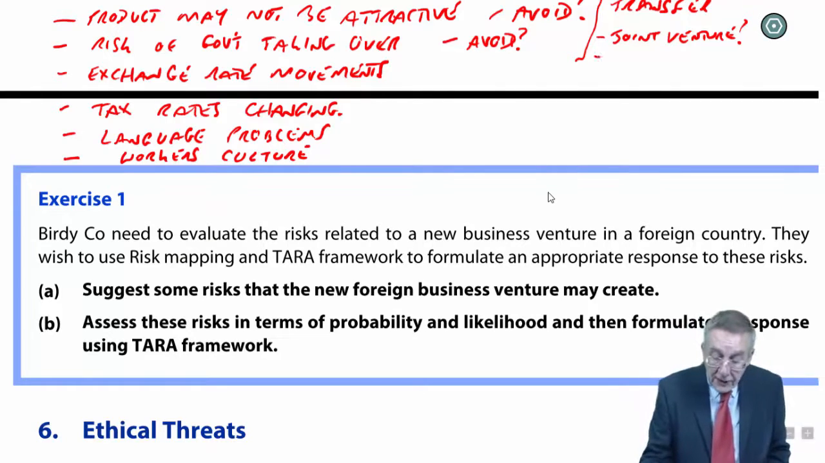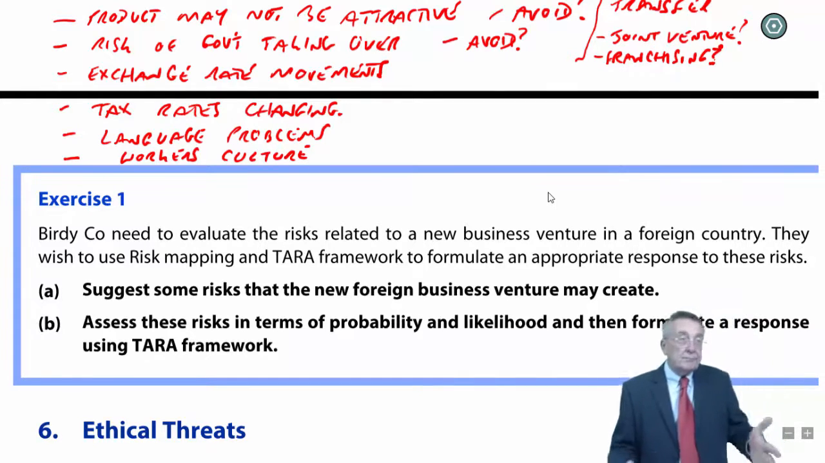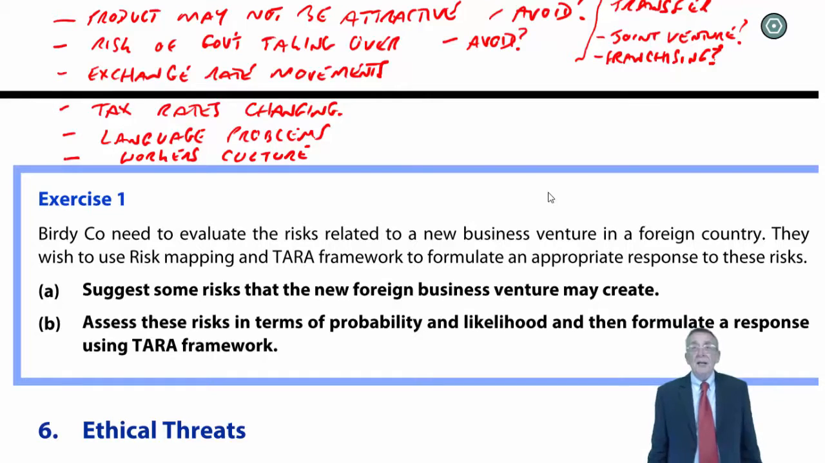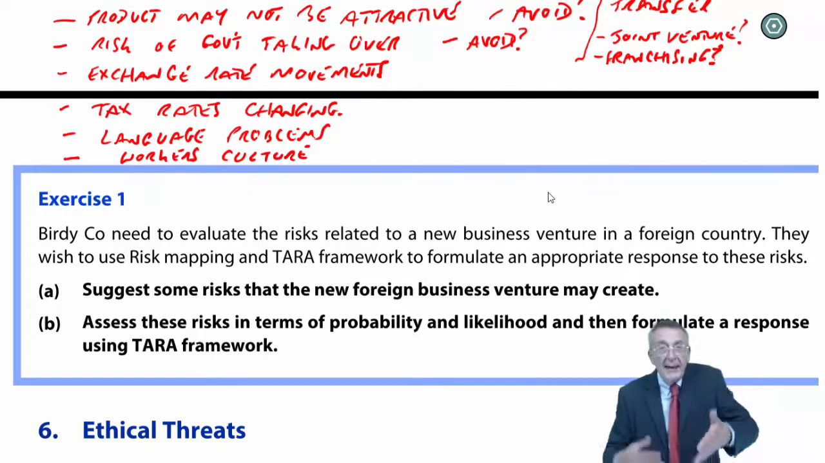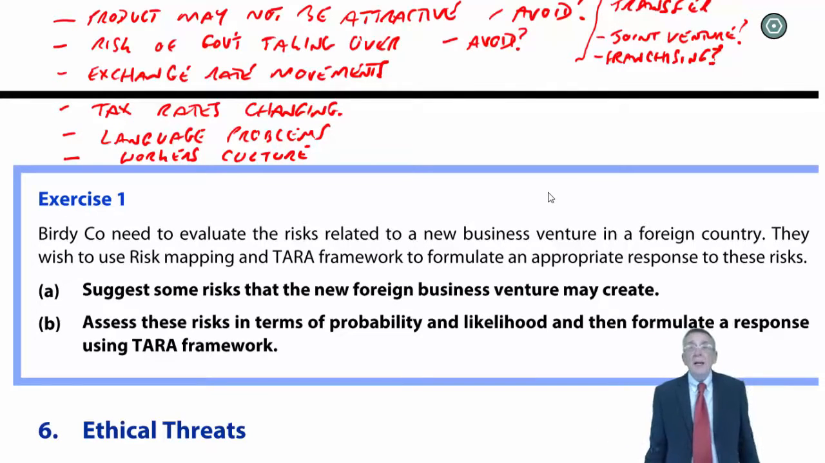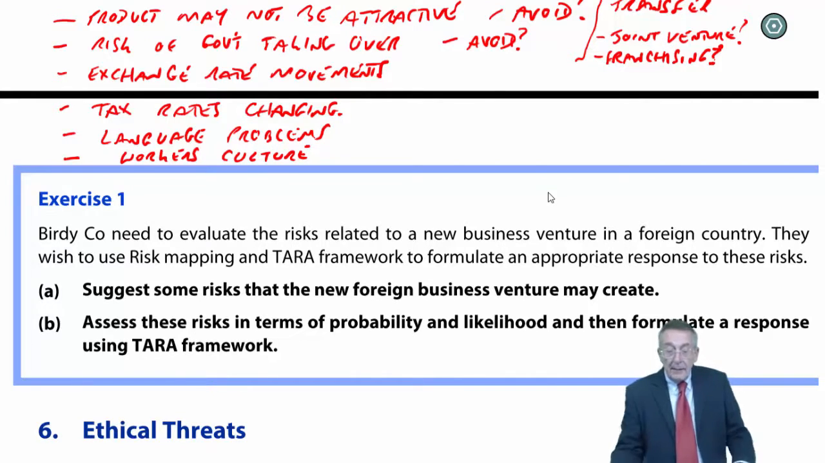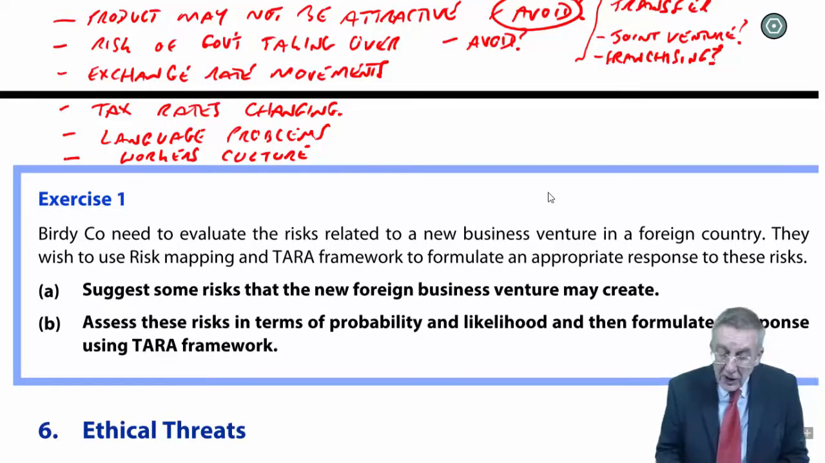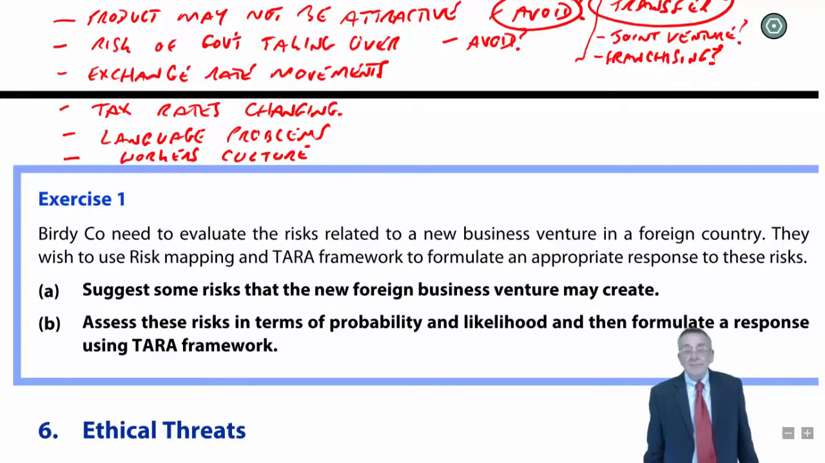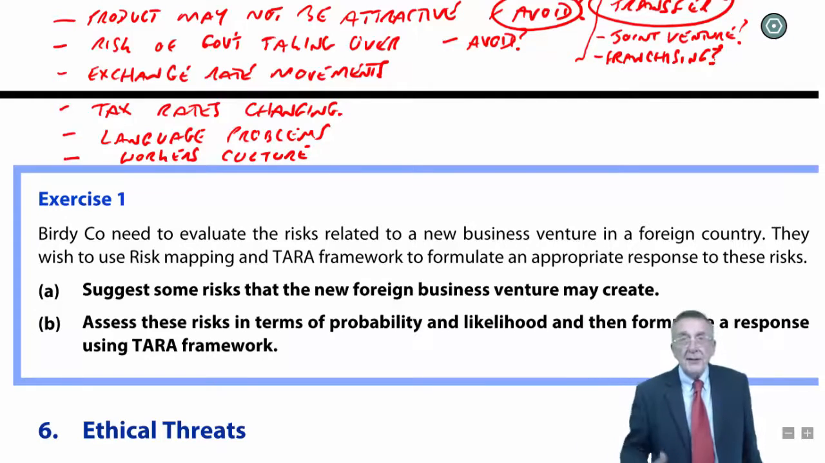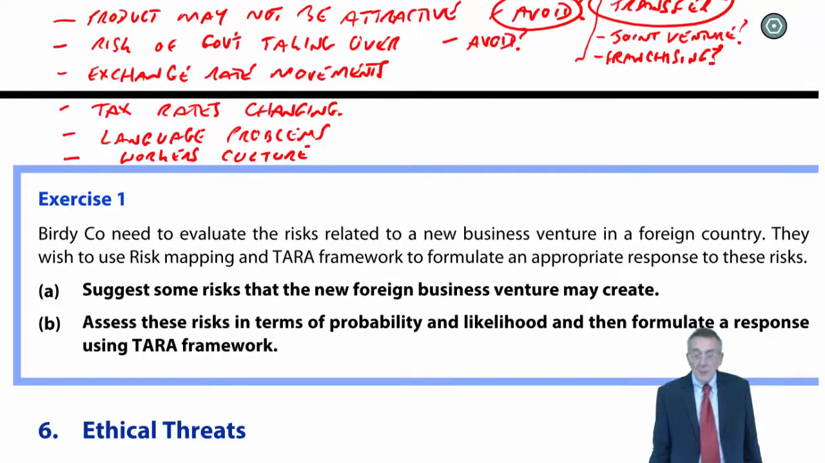Or some sort of franchising. Again, let a local business sell the product and so on, and we take effectively a fee. So that's what I mean. Avoid, just don't do it. Transfer, look for some way of pushing the risk away from us onto somewhere else.